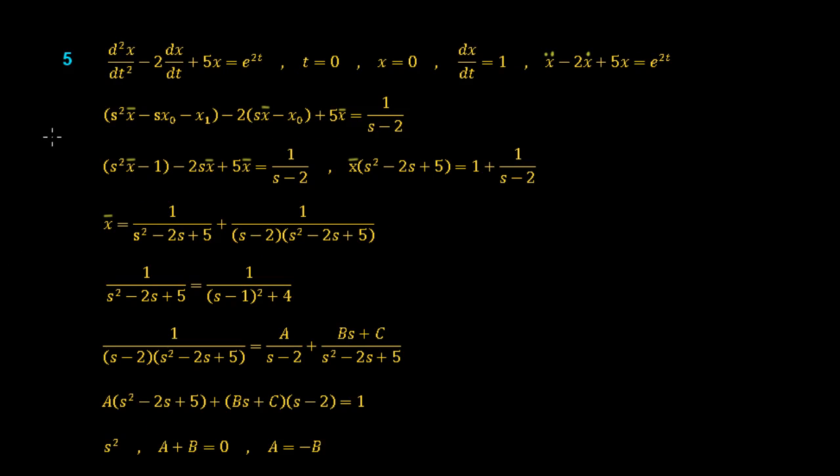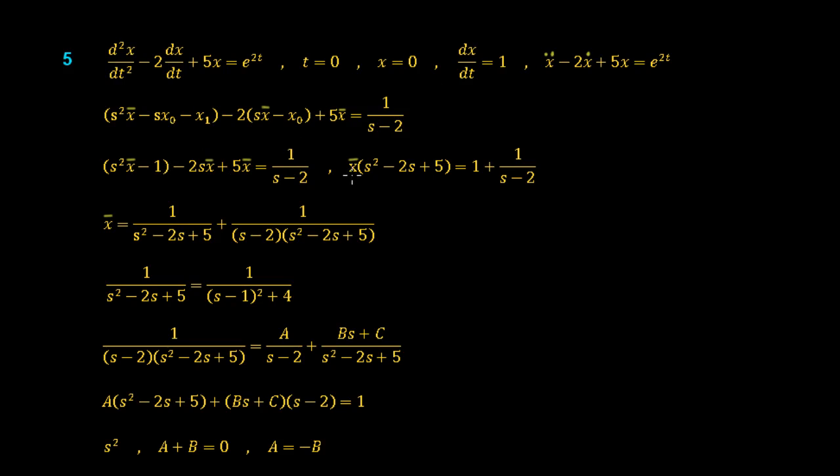Now number 5. d squared x by dt squared minus 2 dx by dt plus 5x equals e to the 2t. Initial conditions: t equals 0 when x equals 0 and dx by dt equals 1. It can be written in a simpler form: x double dot minus 2x dot plus 5x equals e to the 2t. We then do the Laplace transform of this as usual, and it will give us this line here. Again we then put in the initial conditions. The x of 0 becomes our 0 and the x dot of 0 becomes our 1.